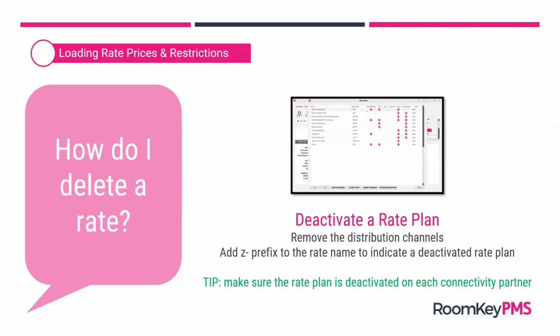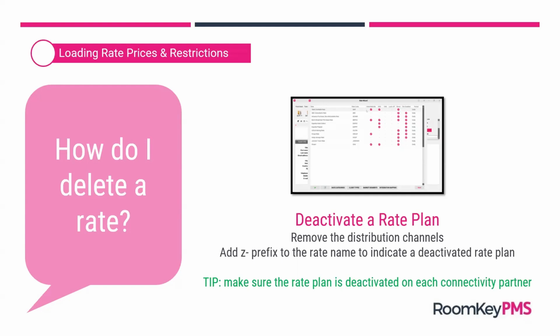And aesthetically, I do like to recommend that you add the letter Z as a prefix to the rate name. That indicates that the rate plan has been deactivated. It also ensures that the rate plan drops down to the bottom of the list of rate plans in Roomkey. That way, you're not accidentally using or getting involved with that rate again if it's been deactivated. So it makes those deactivated rates really easy to identify because they're all pushed down to the bottom of the screen there.